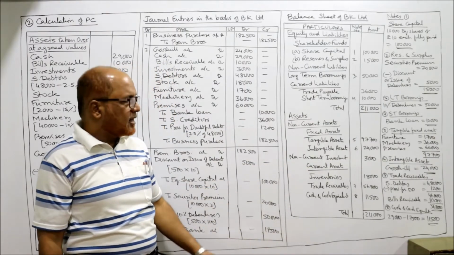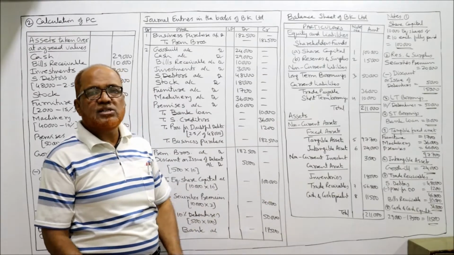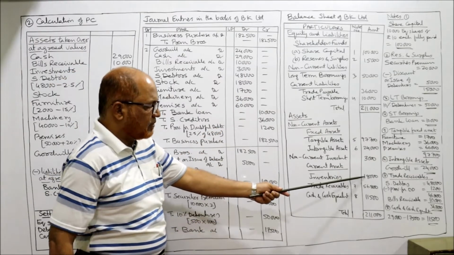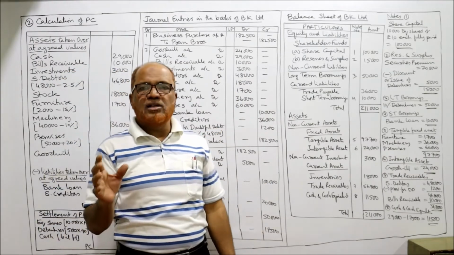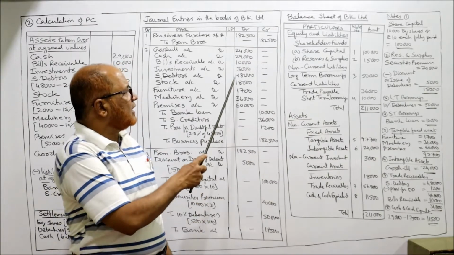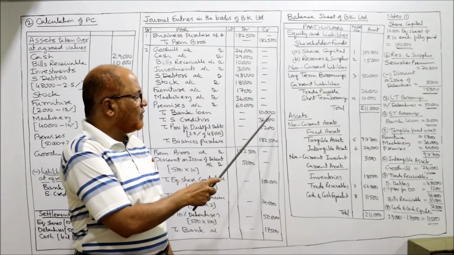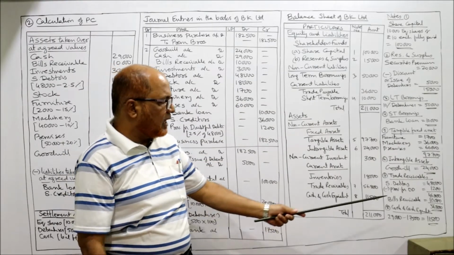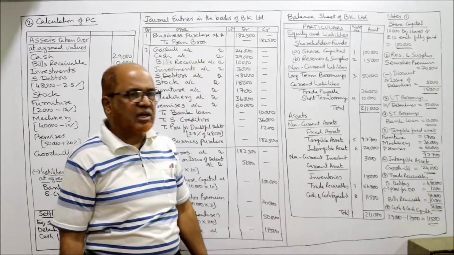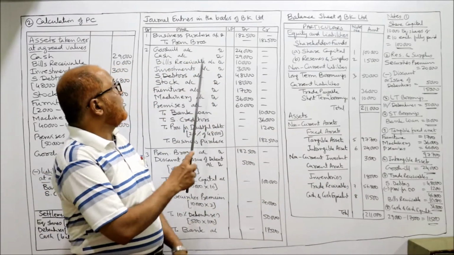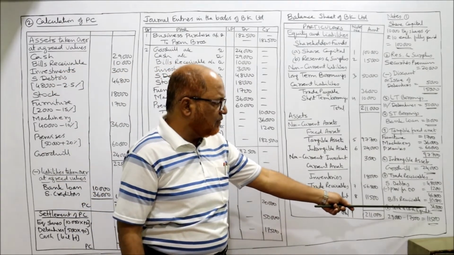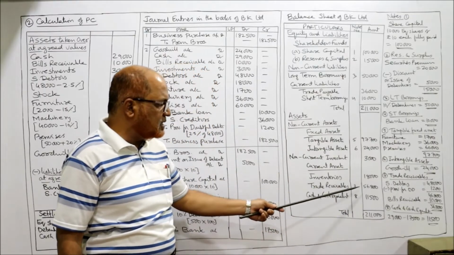Now current assets. Inventory is the stock. What is the value of the stock taken over? 18,000, same 18,000 we have taken. Trade receivables consist of debtors and bills receivable. The gross value of the debtors is 48,000 and provision for doubtful debts is 1,200. So 48,000 debtors less provision for doubtful debts 1,200, minus that, 46,800. Bills receivable is also there, 10,000. Add bills receivable 10,000, 56,800 is the trade receivable.